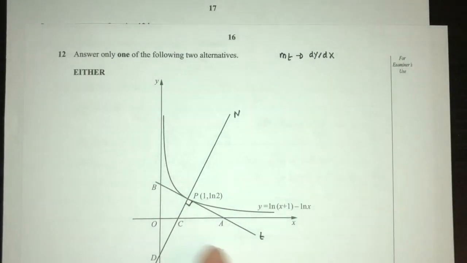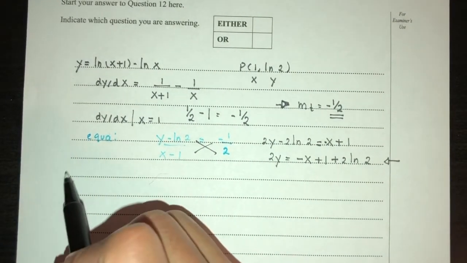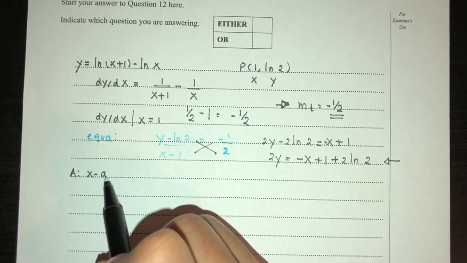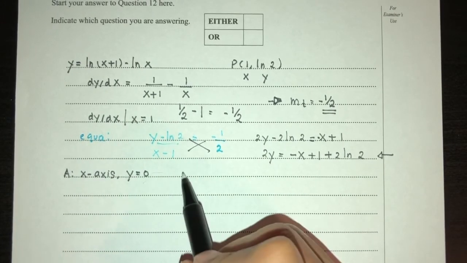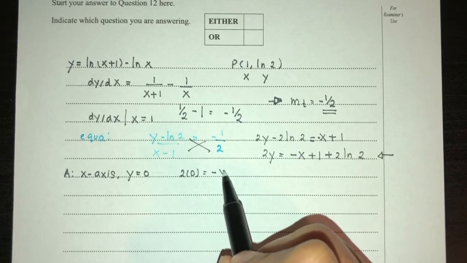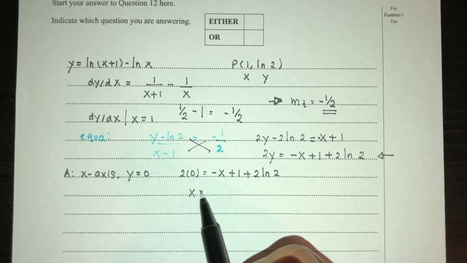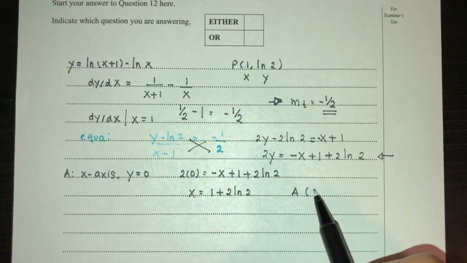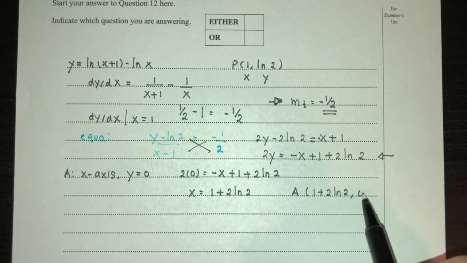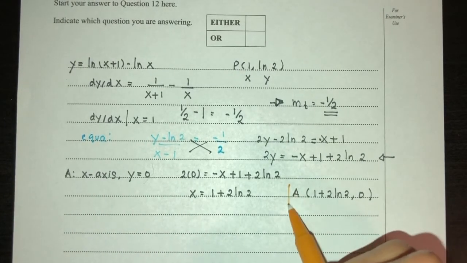So once you have the equation, you have to find the points A and B. A is on the x-axis and B is on the y-axis. So let's do that. First, let's find the point A. It is on the x-axis, and what do you know? On the x-axis, you know the value of y has to be 0. That will be 2 times 0 equal to minus x plus 1 plus 2 ln 2. So x will be 1 plus 2 ln 2. So the point A has to be (1 plus 2 ln 2, 0). That is your point A. Okay, let me just circle this as my first answer, the point A.